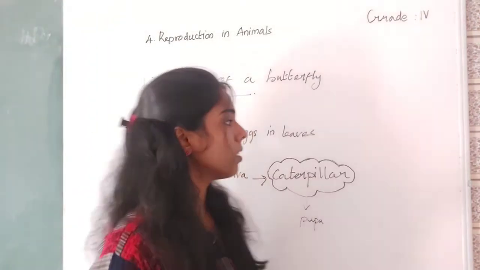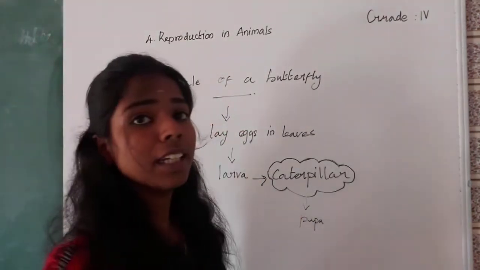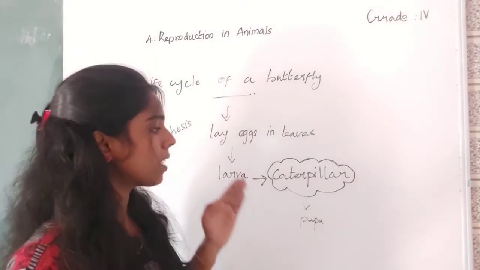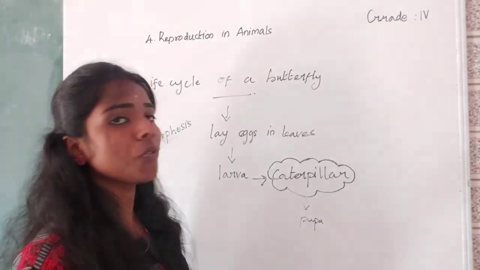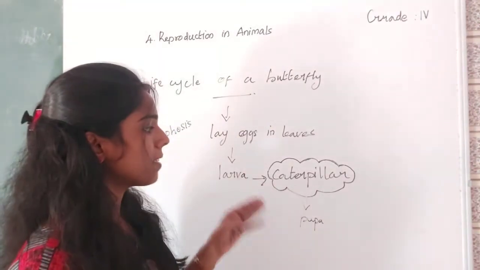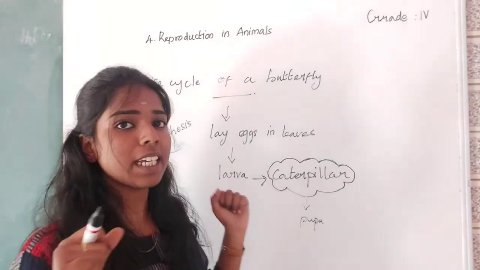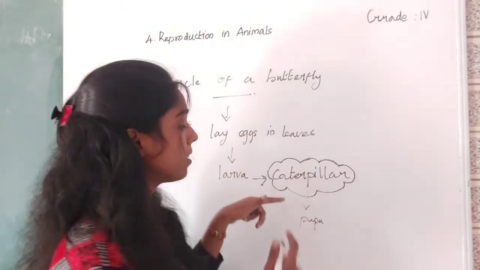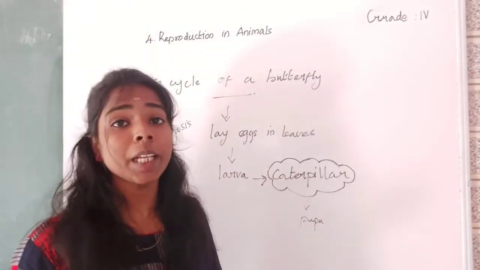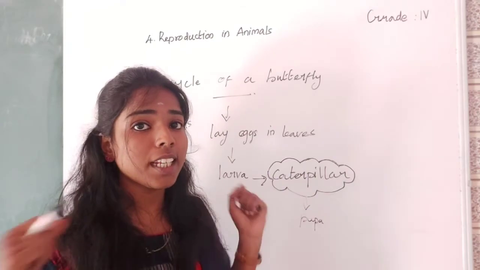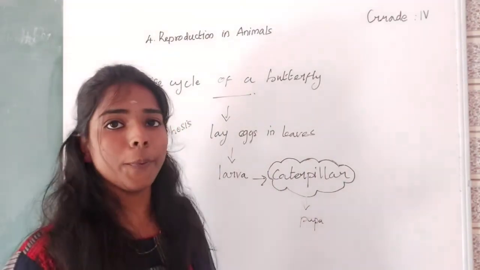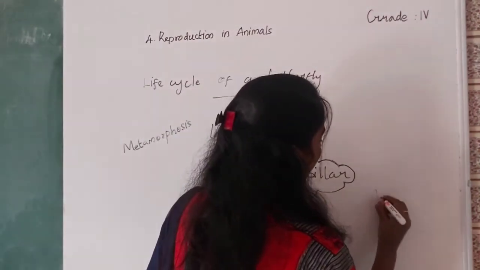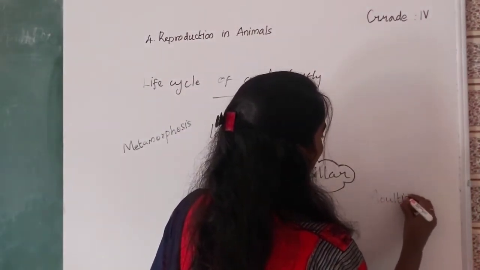Okay students, we learned that in the life cycle of a butterfly, the caterpillar turns into a pupa at some stage. In that stage, the caterpillar sheds its skin, and only then does it turn into a pupa. This process is called molting.